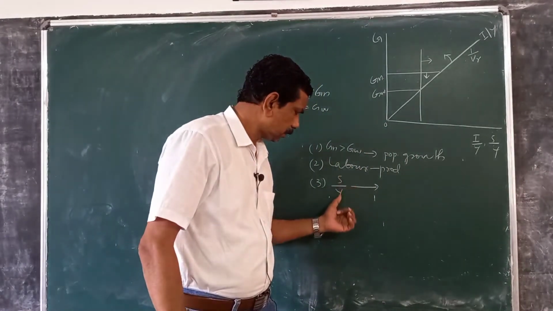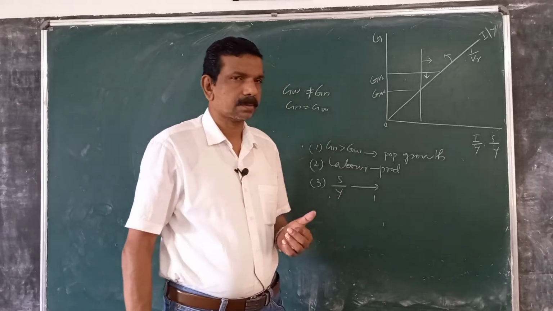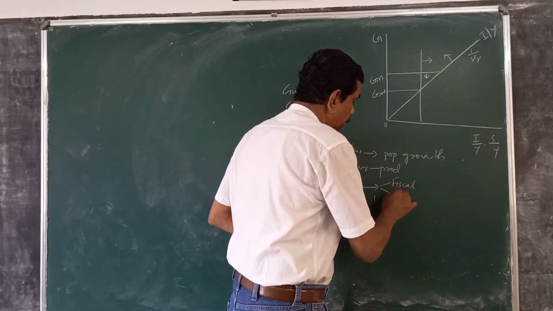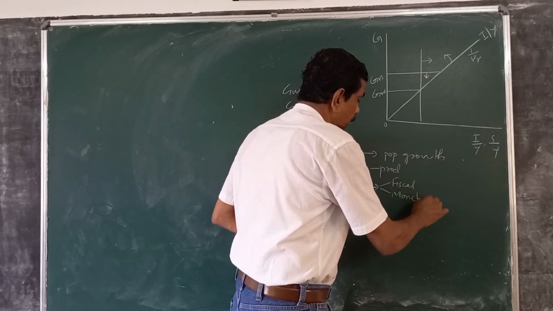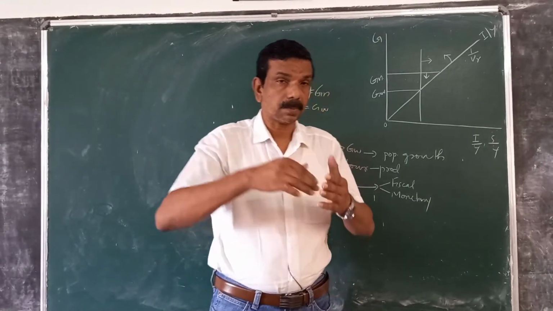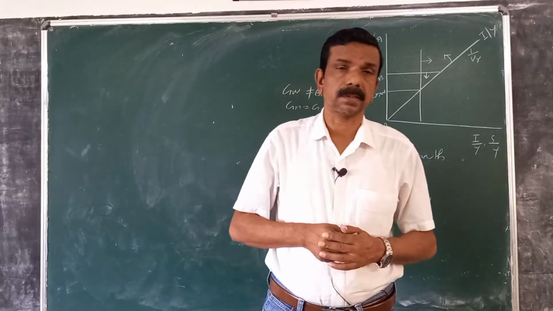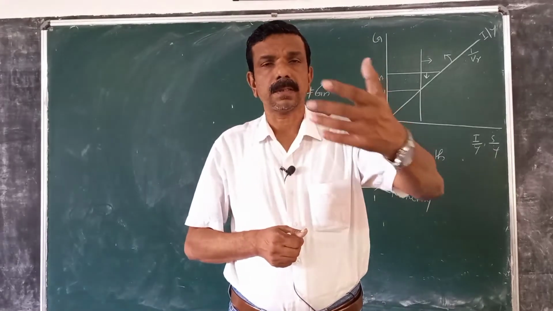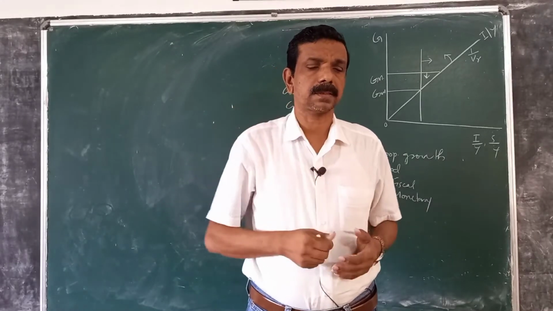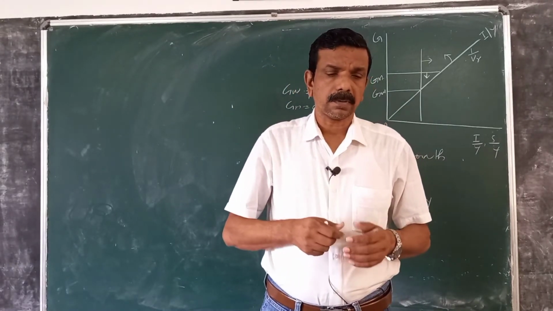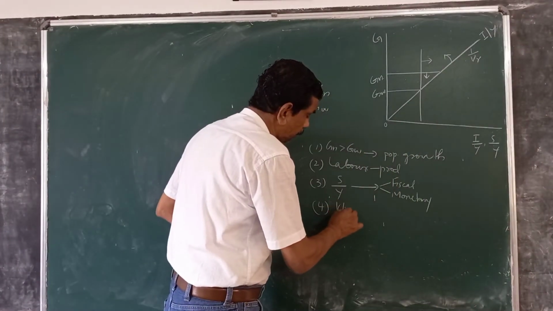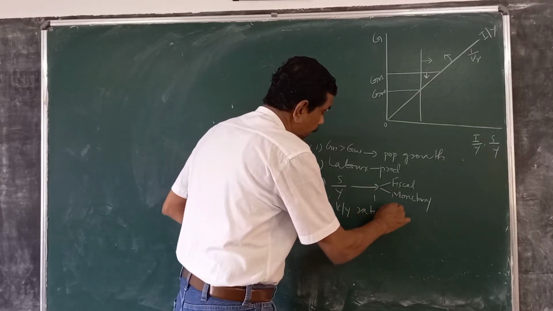So how is it possible to raise the rate of savings? By suitable fiscal and monetary policies. By adopting suitable fiscal and monetary policies, it is possible to increase the saving rates by offering more interest rates or by other measures. A fourth one is reduction in the required capital output ratio, that is reduction in VR.